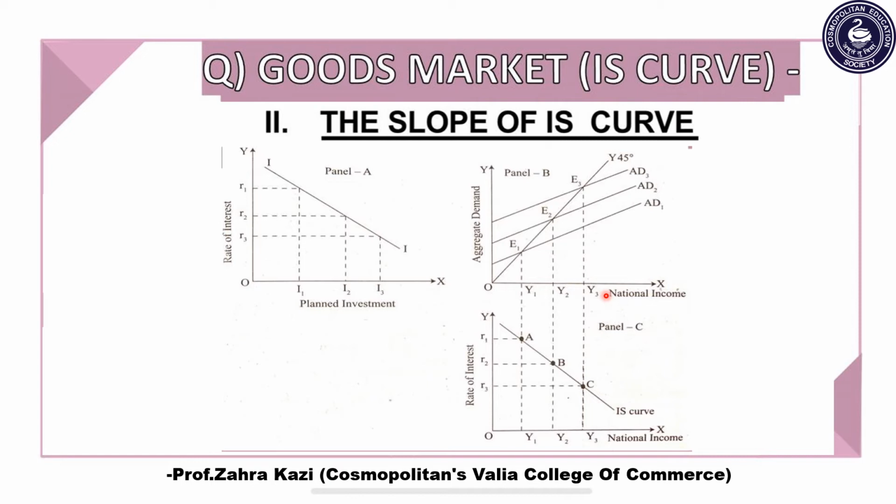So I repeat, for the goods market to be in equilibrium, it is important that the fall in the rate of interest has to be accompanied, that is along with the rate of interest, the level of income should also rise. That we can see in the diagram, it is rising from Y1 to Y2 to Y3. Thus this results in goods market equilibrium.